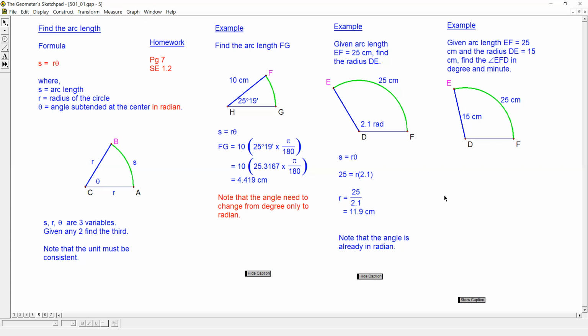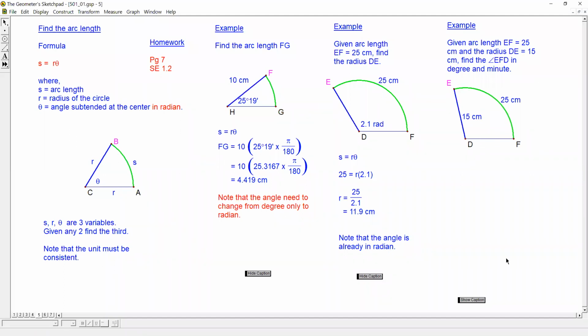What I'm trying to show you is that the formula has three variables. They give you two of these variables and ask you to find the remaining one. If they ask you to find this, they must give you these two. If they ask you to find this, they must give you these two. And if they ask you to find this one, they must give you these two. So I'm showing you the different examples, right?